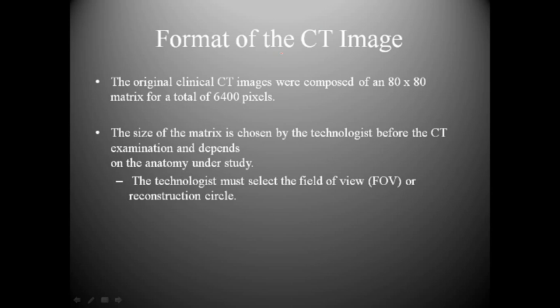So the format of the CT image: the original clinical CT images were composed of an 80 by 80 matrix for a total of 6,400 pixels. The size of the matrix is chosen by the technologist before the CT examination and depends on the anatomy under study. The technologist must select the field of view or reconstruction circle. And so the field of view is going to really affect what you see.